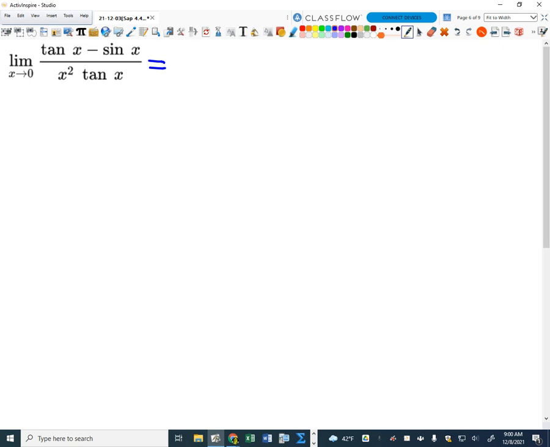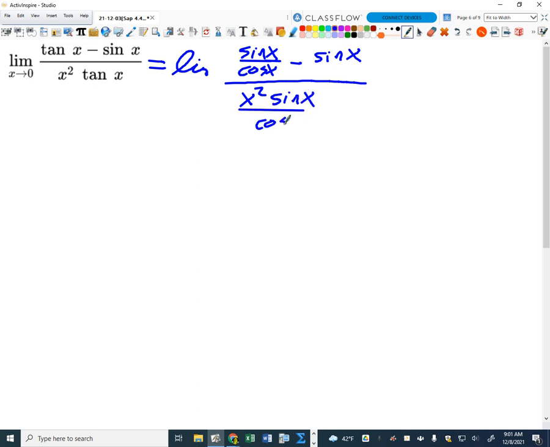So we could rewrite this as sine x over cosine x minus sine x, all over x squared sine x over cosine x. And then you see that if I could get the same denominator on the top and bottom, those denominators are going to cancel, right? So I could just turn this into sine x cosine x over cosine x, and now I've got a common denominator on the top. And so when I flip and multiply by the bottom, those cosines are going to cancel, right? Let me just show the intermediate step there.